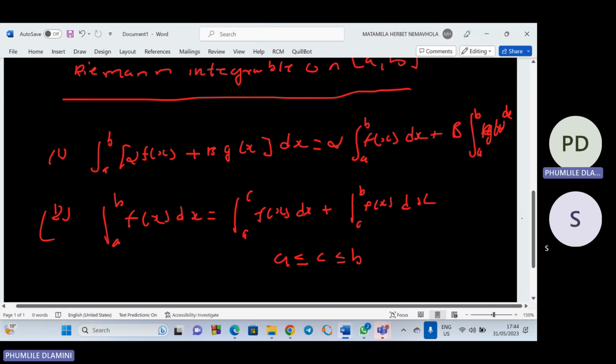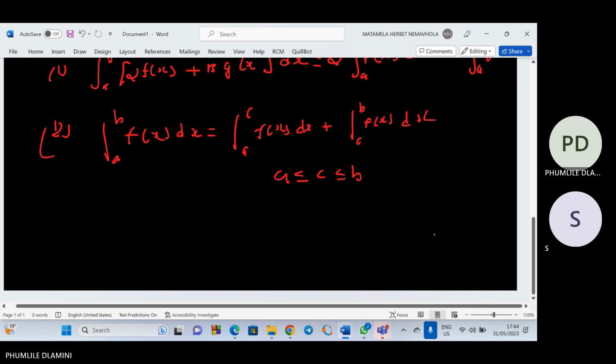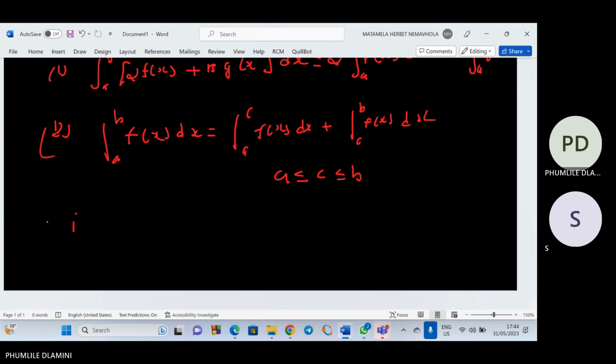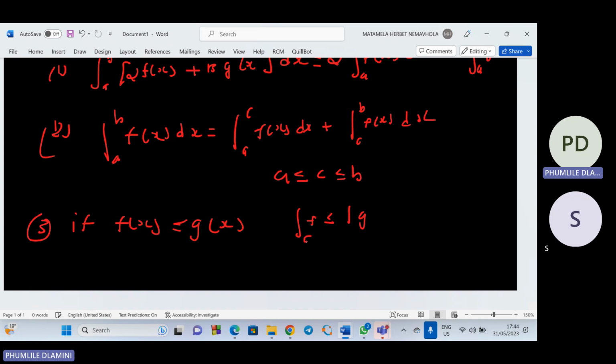The other one: if f of x is less than or equal to g of x, then this also implies that the integral of f is less than or equal to the integral of g over a to b.